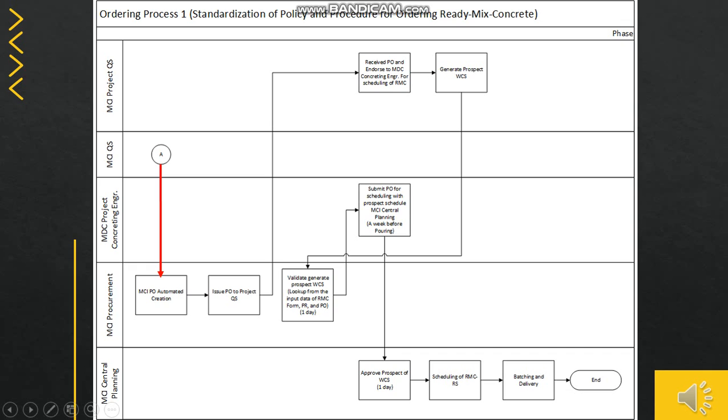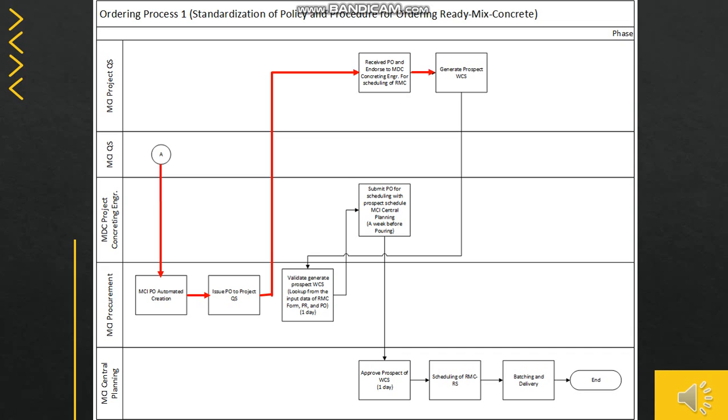Then, proceed to PO or purchase order creation under MCI procurement. They will also issue the PO to Project QS. After the issuance of the PO to Project QS, it will be endorsed to MDC Concreting Engineer for the scheduling of RMC. And they will also generate the prospect WCS.